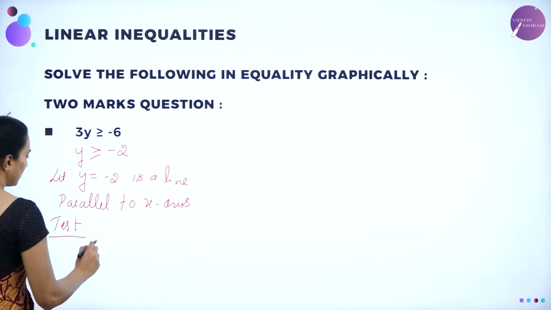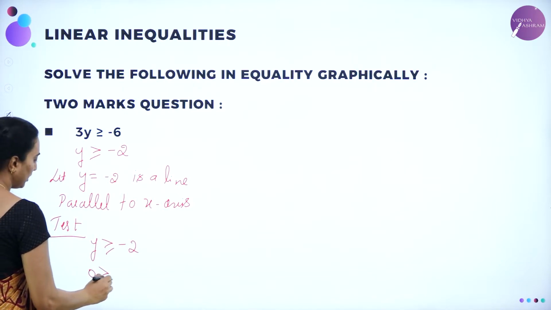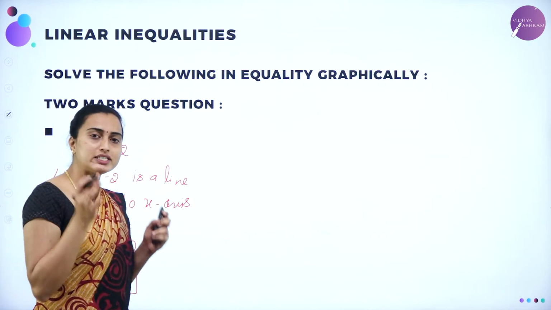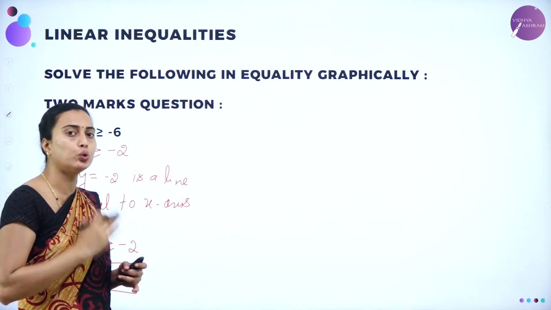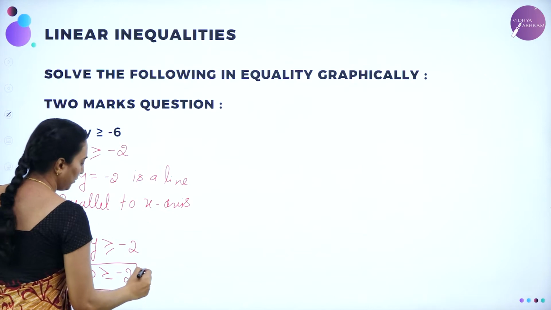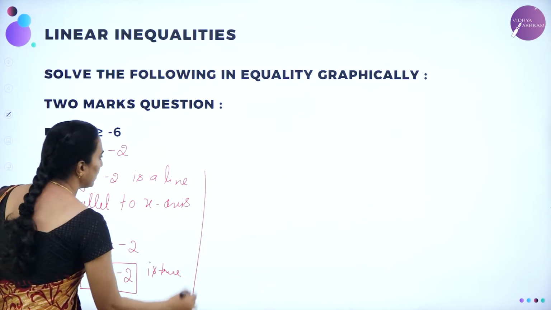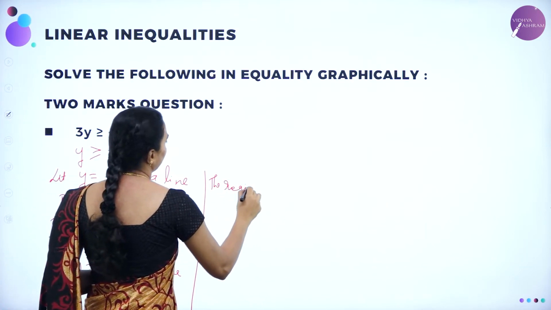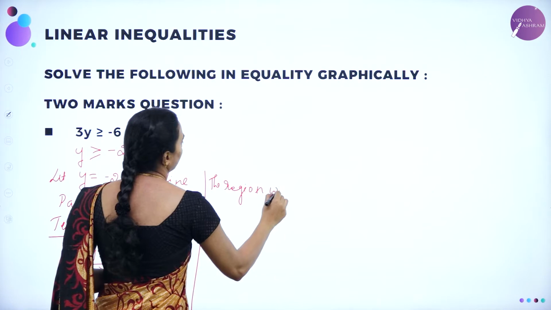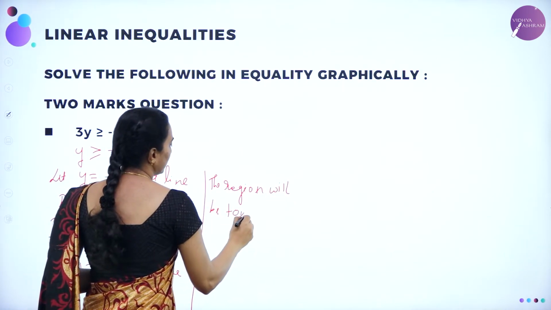Now let me take this line, y is greater than or equal to -2. Let me put 0 is greater than or equal to -2. 0 is greater than -2 but never equal to -2. If one condition is true, that is a true condition. 0 is greater than -2 is true. Therefore the region will be towards the origin.